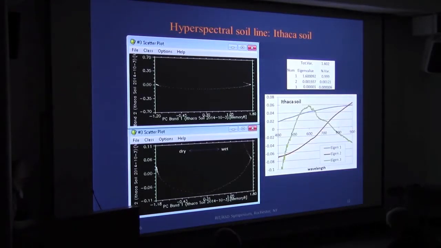Last one, the Ithaca soil, again, 99.9% of the variance by the first principal component, less than 2% for the second, and something, again, very trivial for the third. And the second principal component, it's very small variance, but something's going on. Okay, my conclusions.